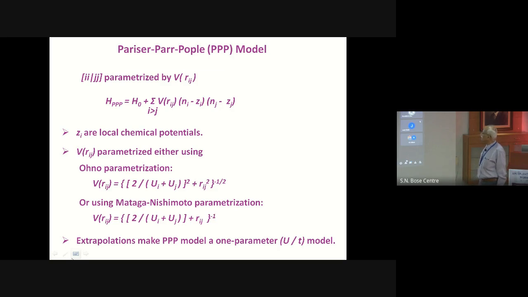And interestingly, the PPP model was introduced in 1953. So to look at it, the Hubbard model should be called the truncated PPP model, not vice versa. The PPP model should not be called the extended Hubbard model, because if you look at the precedents, the PPP model came before.